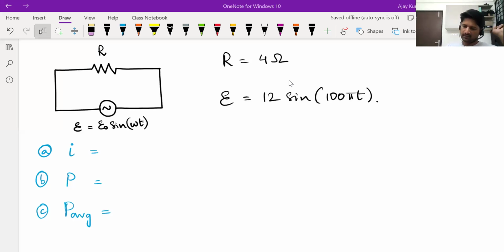Okay, Isha, can you tell the current equation? So formula or the equation? Okay, tell the formula. Formula E naught by R. See, E naught by R is the peak current. But I just asked you for current as a function of time. Okay, as the voltage keeps changing, the current keeps changing. How do you write current in a resistor? Or how do you calculate current in a resistor?